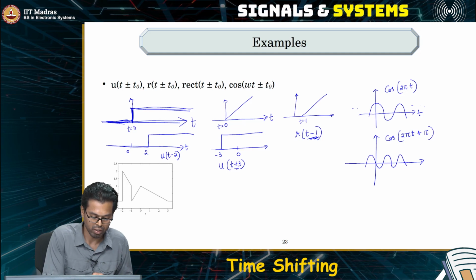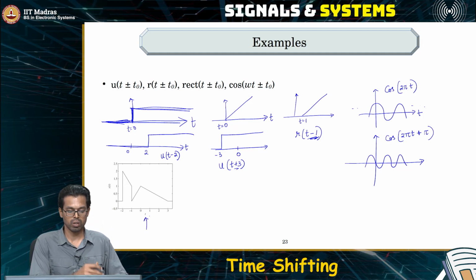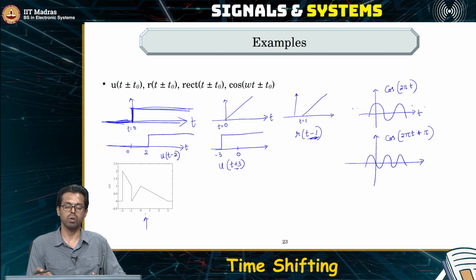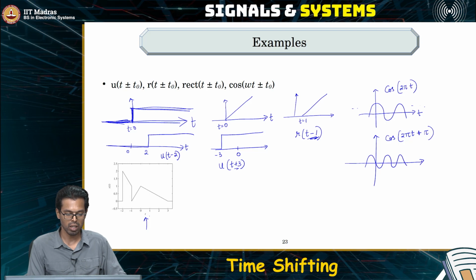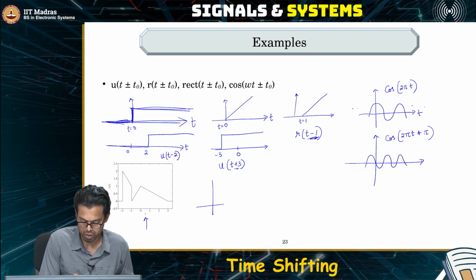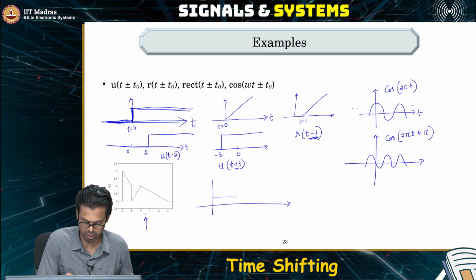But what if we have an arbitrary signal which looks like this, where the signal looks something weird as time proceeds, it goes up and down and then remains zero everywhere else. Now what if I want to move this signal? Let's say I want to move this to the right. I want to move it such that the signal looks like this.